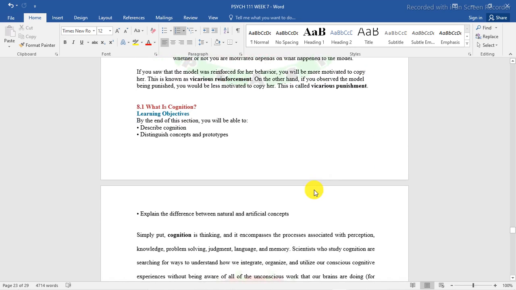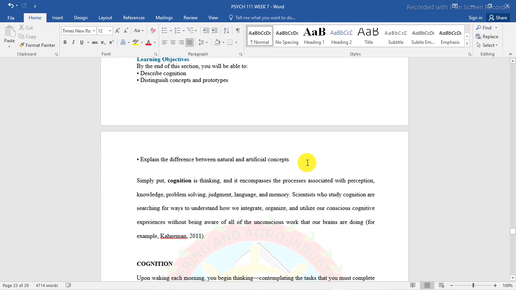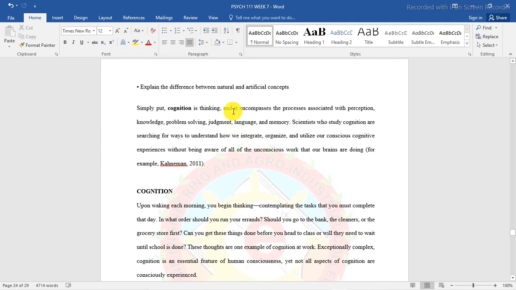Okay, so next tayo sa thinking. Since we have learned something and are learning how we learn, now how we think. So when we learn something, it means we are thinking about what we are doing and what we learn. Learning objectives: by the end of this section, you will be able to describe cognition, explain concepts and prototypes, and explain the difference between natural and artificial concepts. Simply put, okay, cognition is thinking, and it encompasses the processes associated with perception, knowledge, problem solving, and language. Yan pala yung cognition. Pag we're talking about cognition, that's already thinking. That's already a cognitive process.